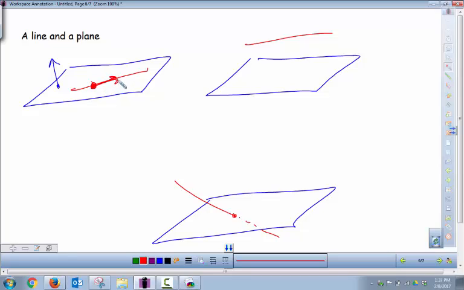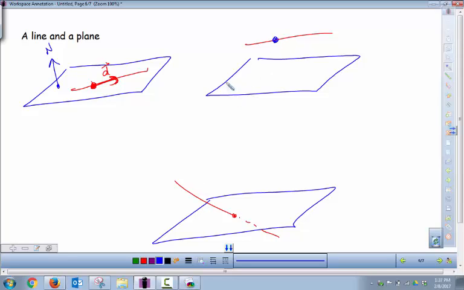So would that make it on the plane? If you dot the normal vector from the plane with the direction vector, and you get 0, does that mean that this is on the plane? No. Why not? It's perpendicular to the plane.